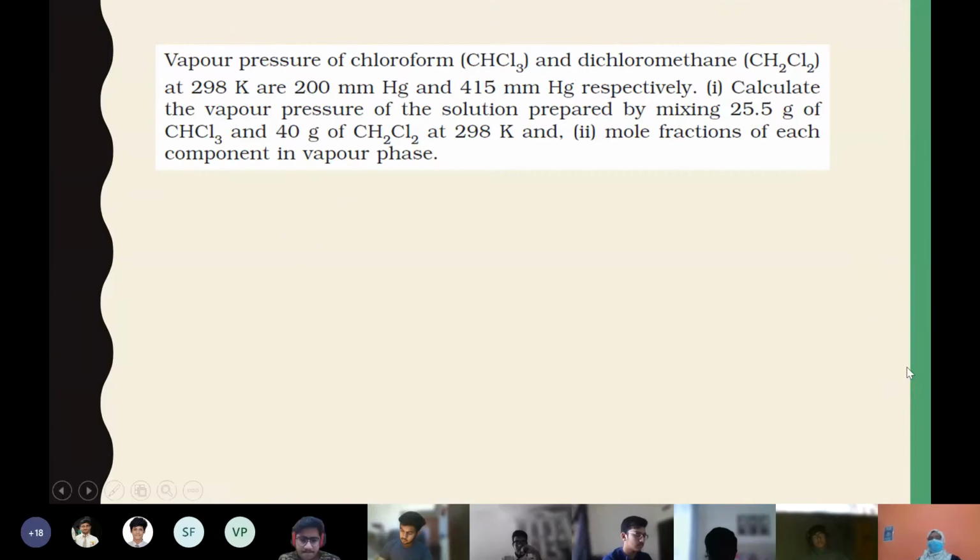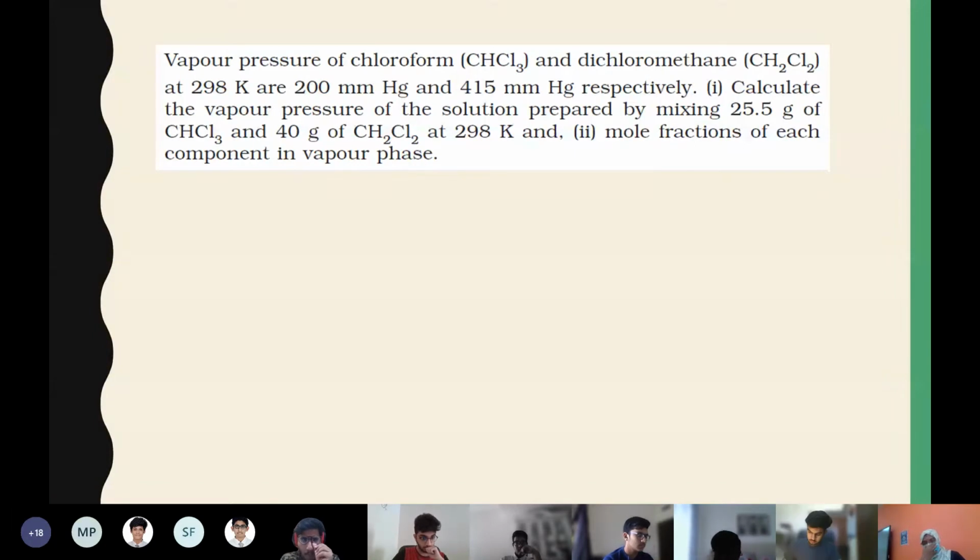Of chloroform and dichloromethane. Did we discuss the first part of it, or had we just started it? I think you had just started doing it. No problem, you continue. If anybody has already solved this one and got the answer, you can tell. Others, please start solving. Basically, you need to check the number of moles.